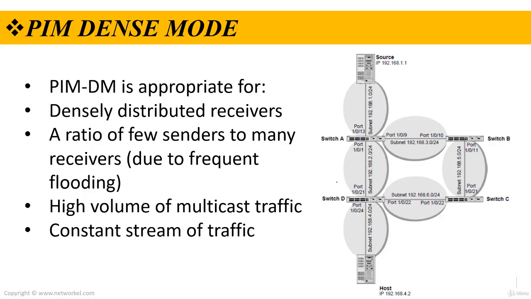Apart from the prune message, PIM dense mode makes use of two more messages, and they are graft and assert. Graft messages are used whenever a new host wants to join the group, and assert messages are used to shut off duplicate flows on the same multi-access network.